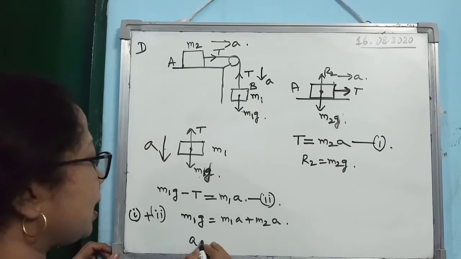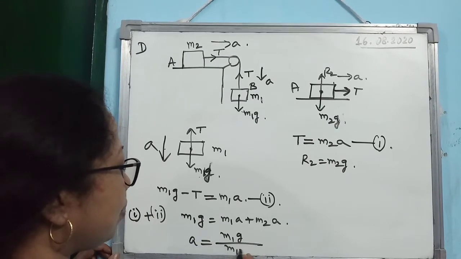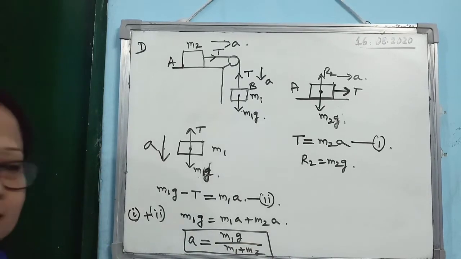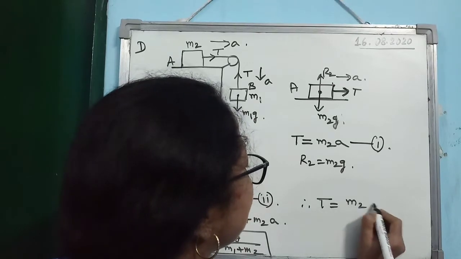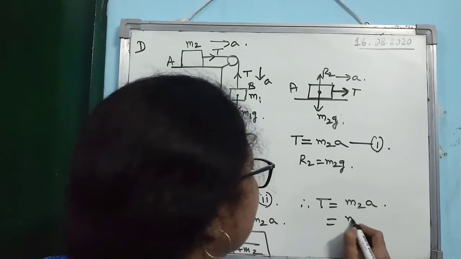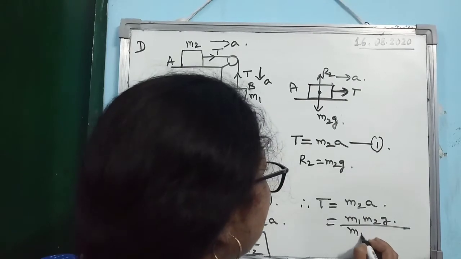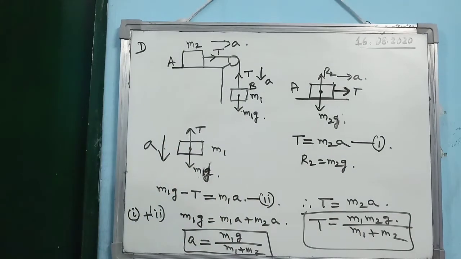So what is the acceleration coming? Acceleration is m1g by m1 plus m2. Okay, this is the expression for acceleration. Therefore, what will be the tension? Tension is m2 into a, means you can write it as m1 m2 g divided by m1 plus m2. This will be the tension acting in the string.